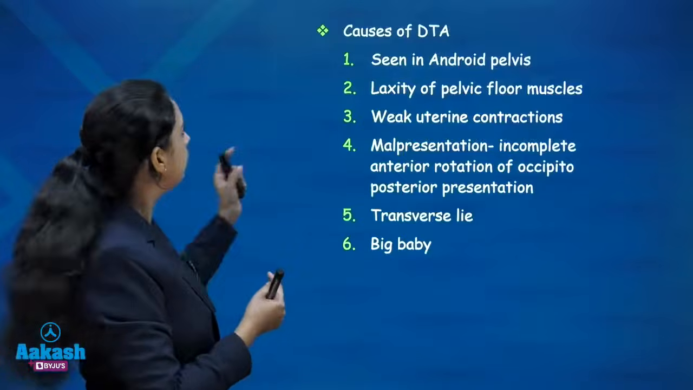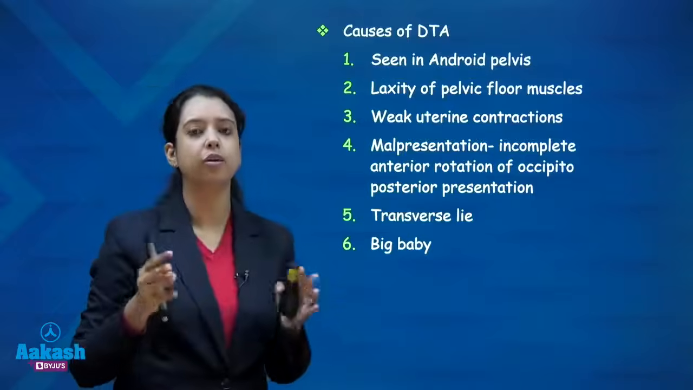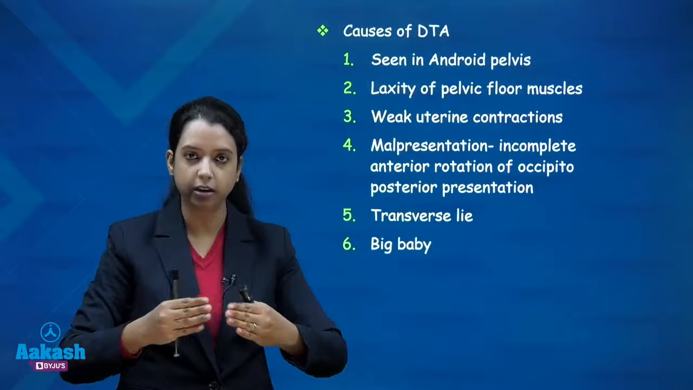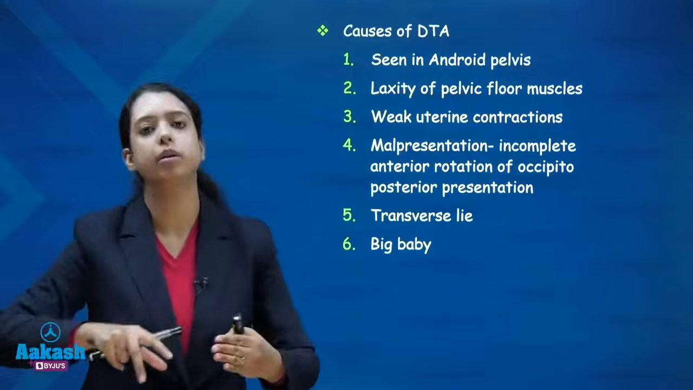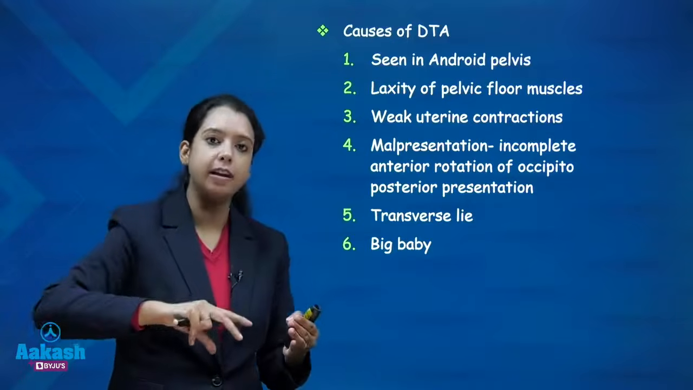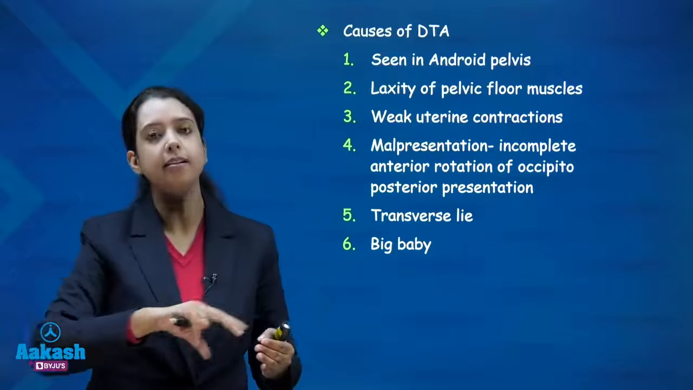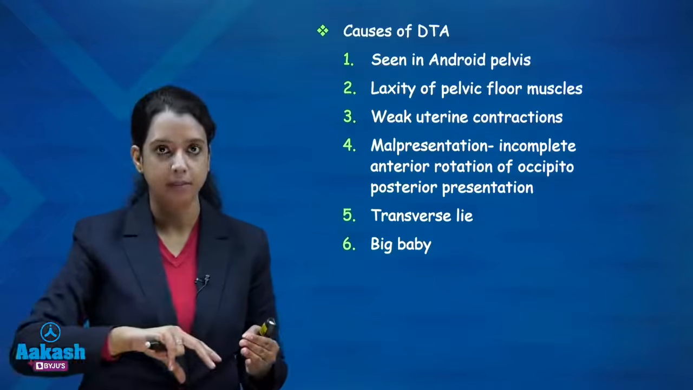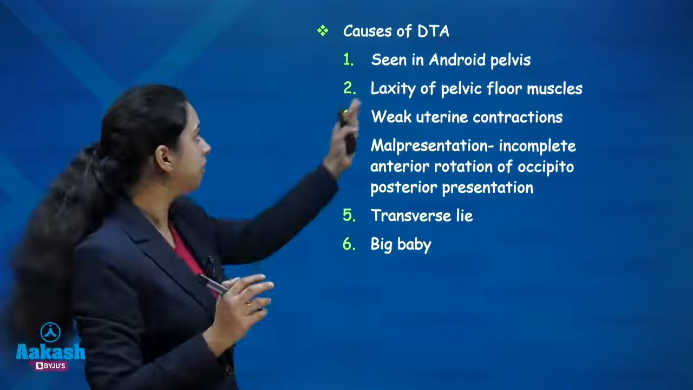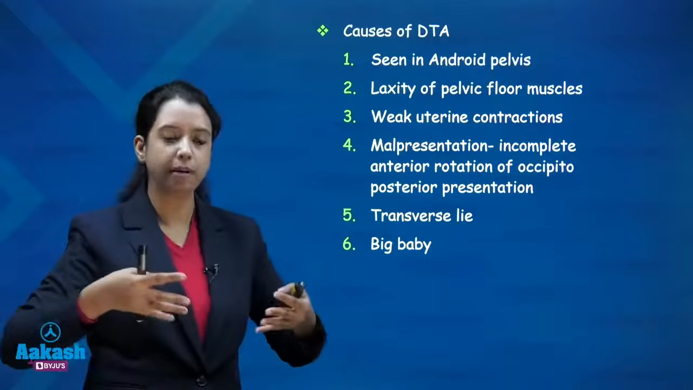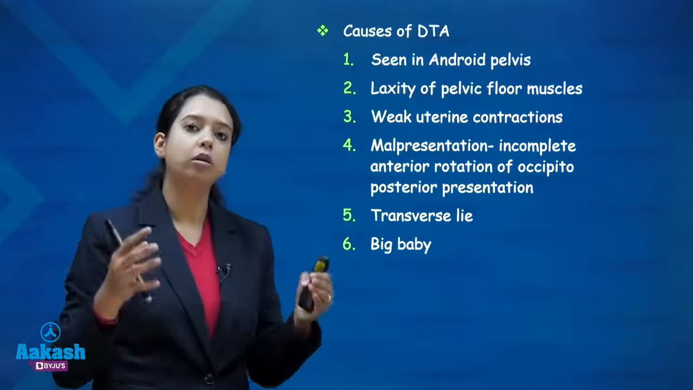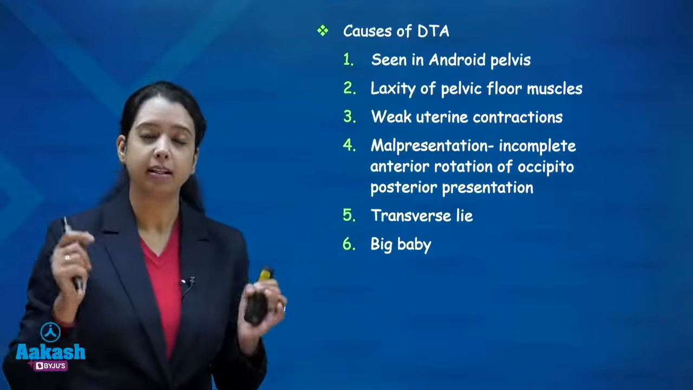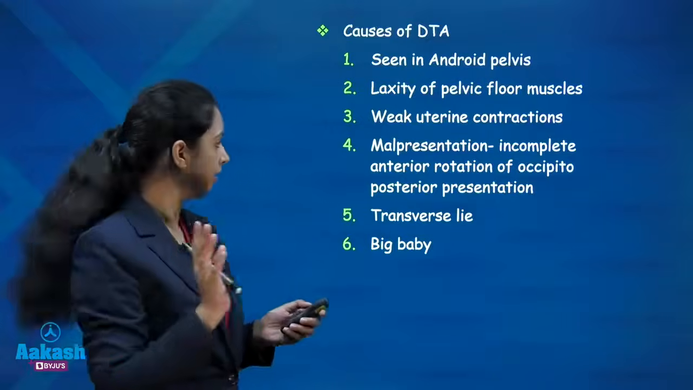Let's see. Deep transverse arrest is generally seen in android pelvis. In android pelvis, the anterior pelvis is narrow, that is why the head is not able to rotate. So it rotates only 1/8th and comes to lie in a transverse plane and it is stuck there. Now it cannot enter the cavity. So it is very common in android pelvis. Also, if the pelvic floor muscles are very lax, or the contractions are not good, or the baby is big, then also deep transverse arrest can occur.